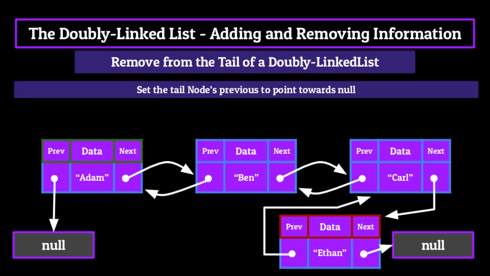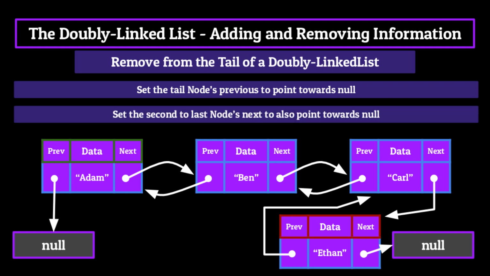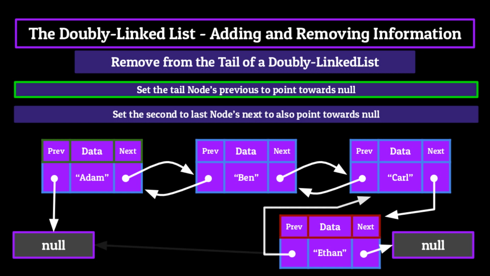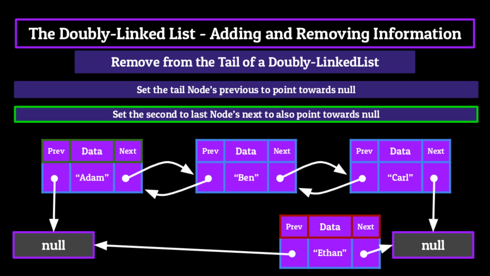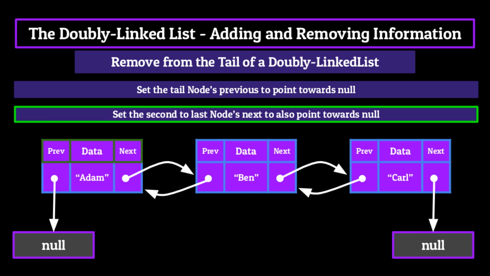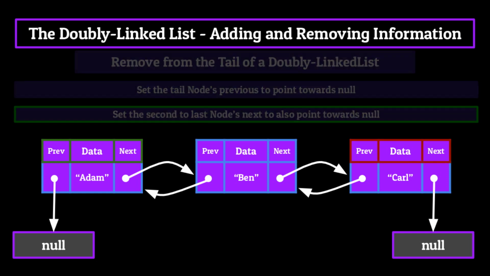Removing from the tail of the list is even easier and only requires 2 steps. We first set the tail node's previous to point towards null, and then we set the second to last node's next to also point towards null. On our example list, it looks like this. We first set the Ethan node's previous to point towards null, then we set the Carl node's next to also point towards null. This isolates any pointers going to or from the Ethan node and deletes it from the list, making the Carl node the tail once again.